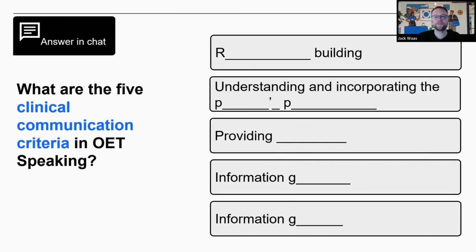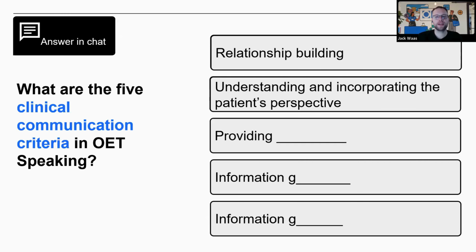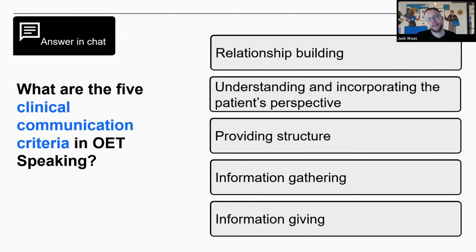Second set of criteria are the clinical communication criteria. So let's go through these ones now. We have relationship building, understanding and incorporating the patient's perspective, providing structure, information gathering, and information giving. Okay.